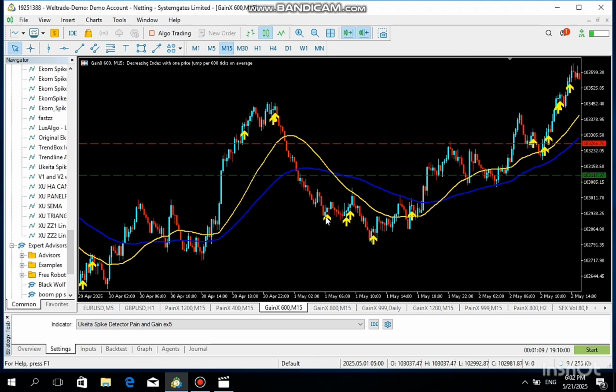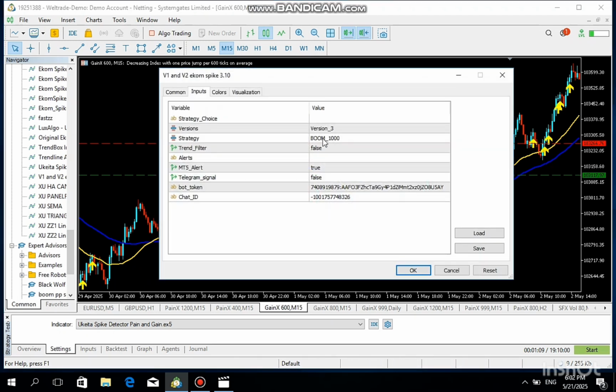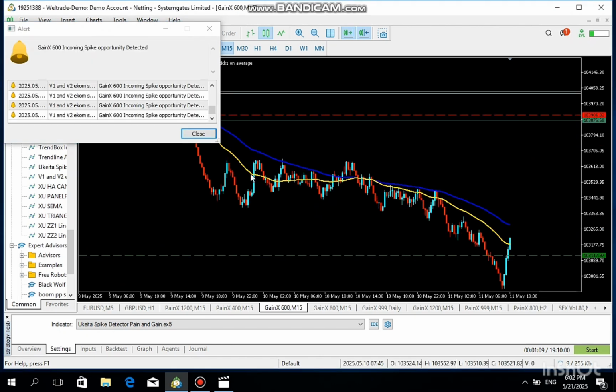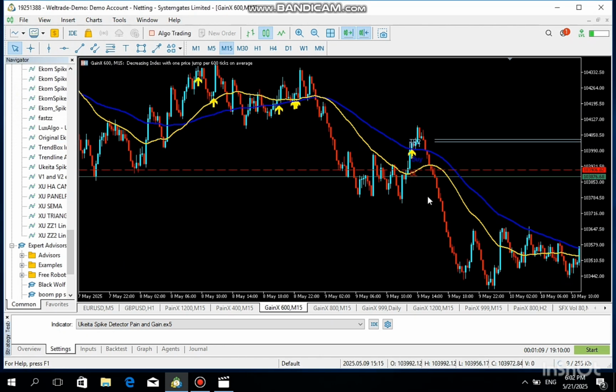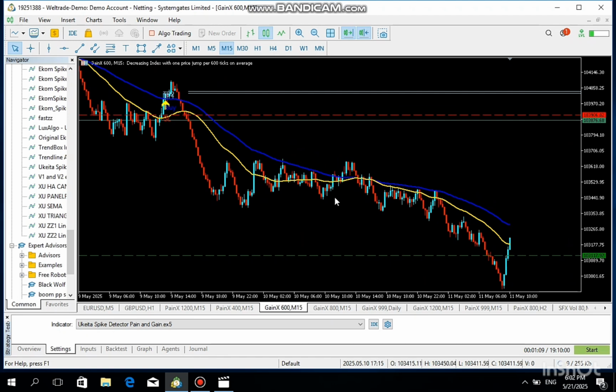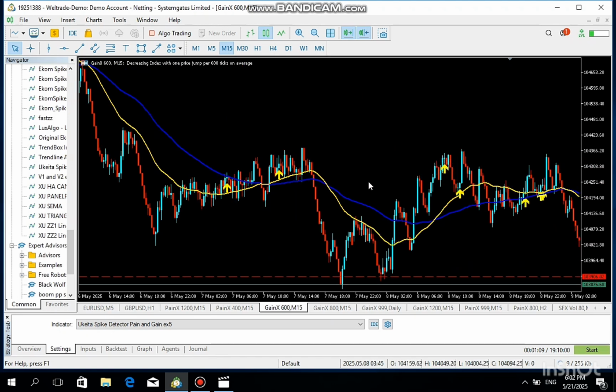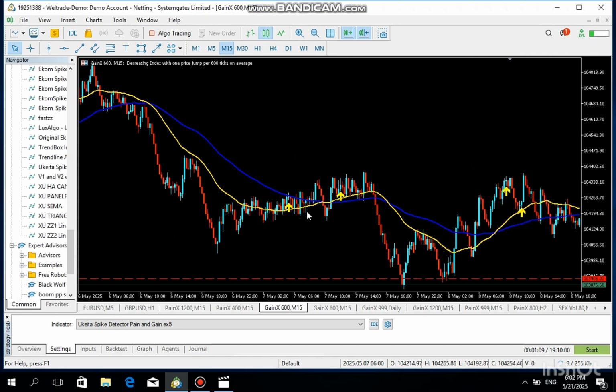I am sure the trend filter is off. Let me put the trend filter on. Yes, the trend filter is on. Oh, we no longer have arrows on the downtrend. We have arrows only when the market is moving upwards. But when the market is flat in this situation, you avoid it. You trade only when the market is in an uptrend.